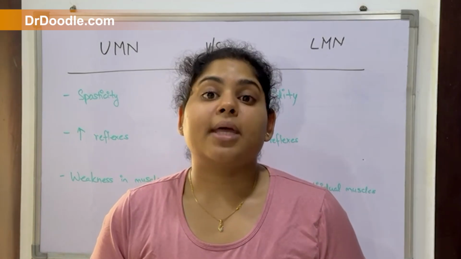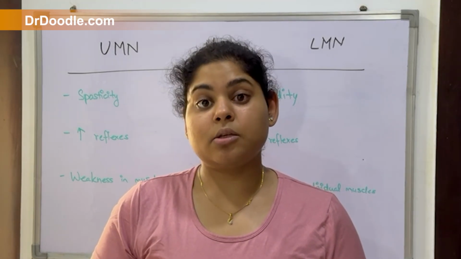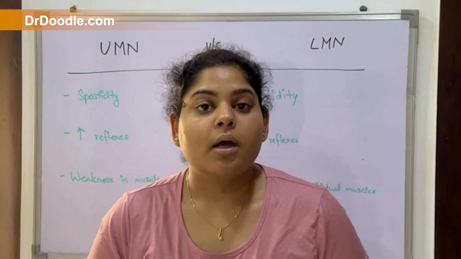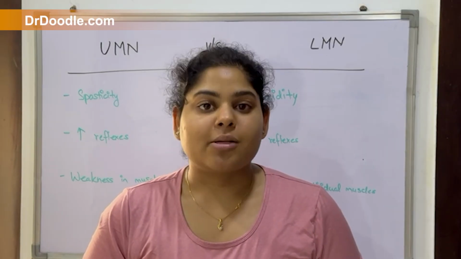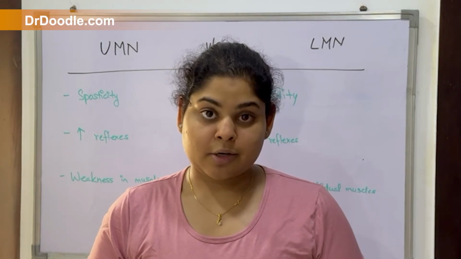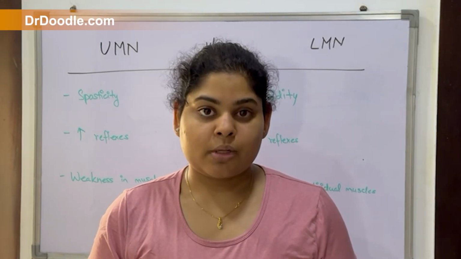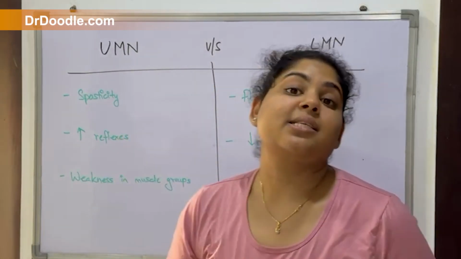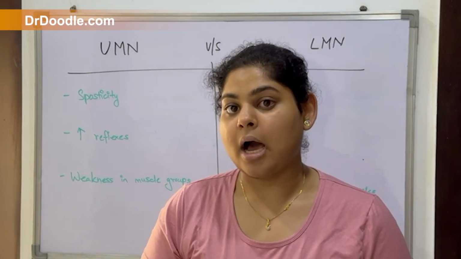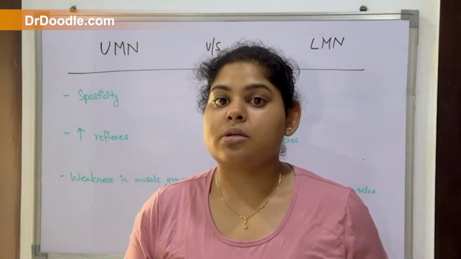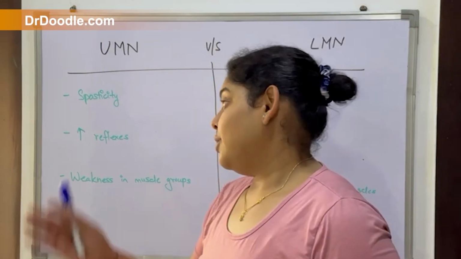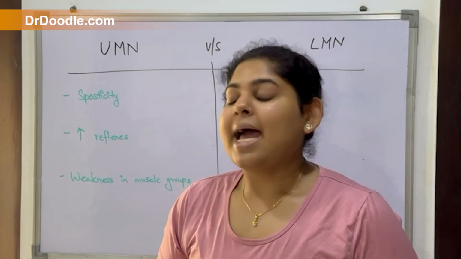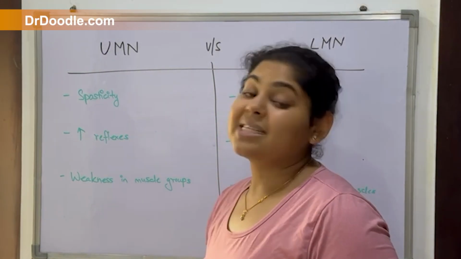So, if you have damage to these neurons, what will happen? The inhibition will get lost. If you do not inhibit a group, it acts on its own. So, that's why you have an increase in reflexes or hyperreflexia. Again, there's no inhibition, so you can have twitching. We refer to that as spasticity. And last but not the least is weakness in muscle groups.